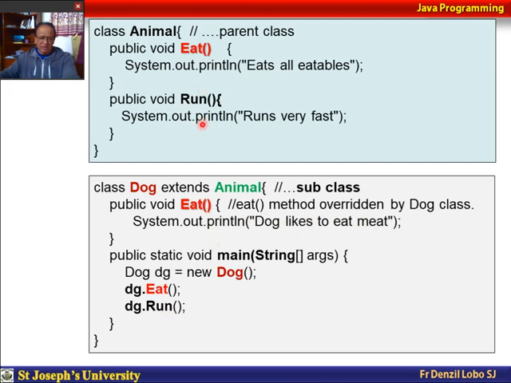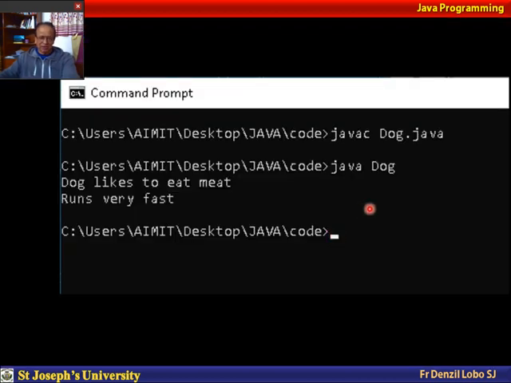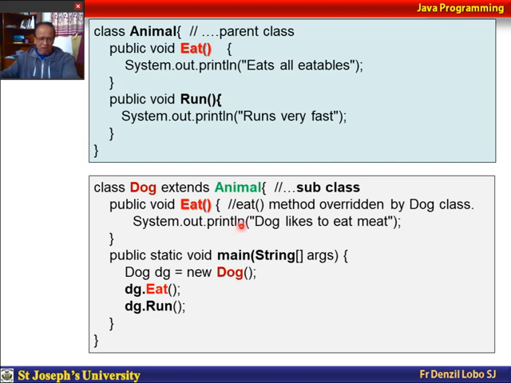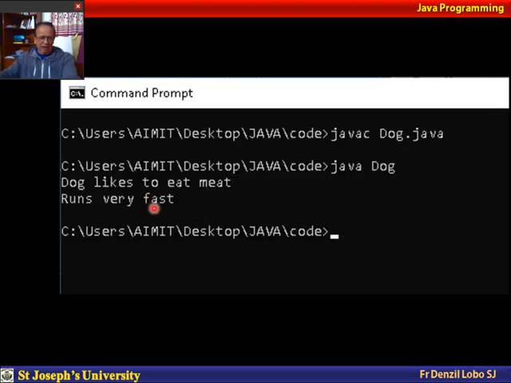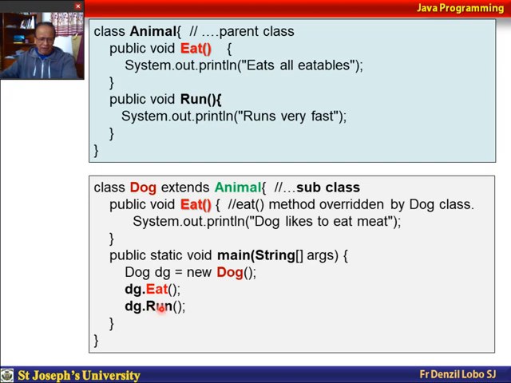So it is inheriting this method. The Dog is the subclass of the Animal class. Since there is no run method here, it is going to use this run method. And as you see in the output, in compilation and running, dog likes to eat meat, and then runs very fast, because I've called run. Run is the method of the superclass, the parent class, but it is not overridden. Therefore, it is going to give the same result, runs very fast.